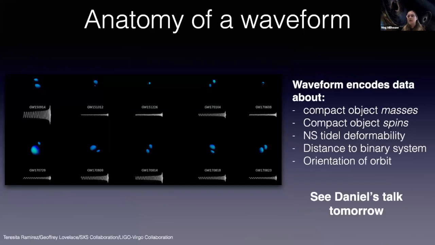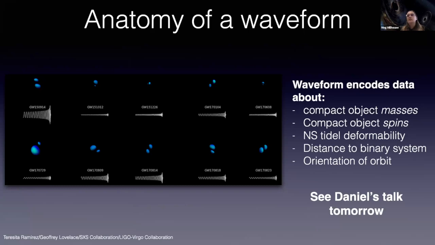The details of a given waveform, like how fast it sweeps up in frequency, how big the amplitude is, when it merges, or at what frequency it merges, gives us information about that binary system from which the signal originated.